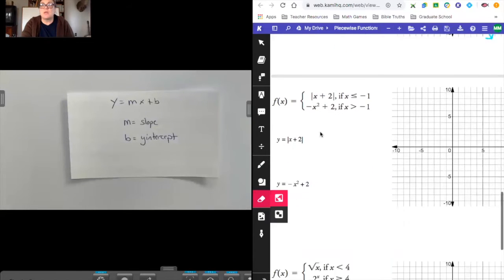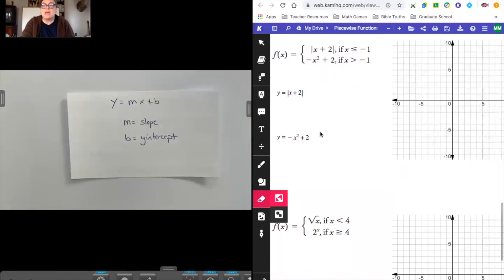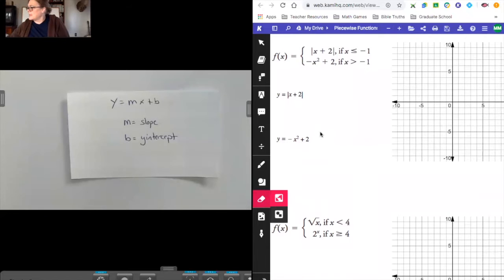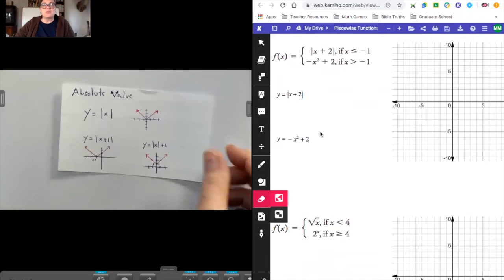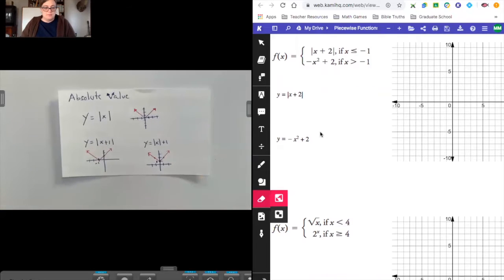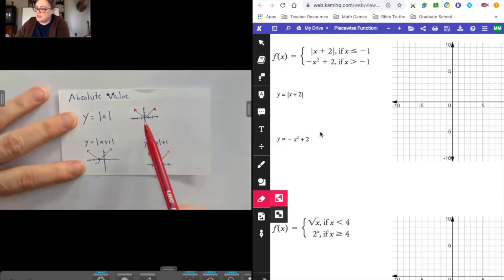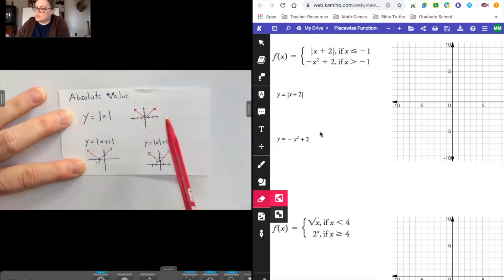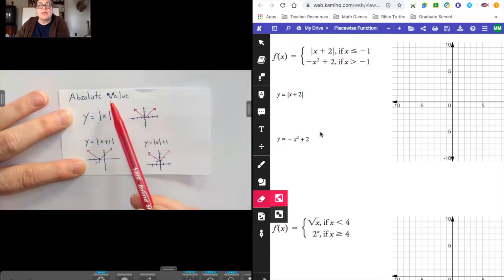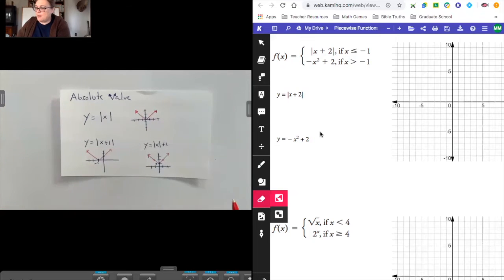The next function that we have is an absolute value function. And so remember that the absolute value function is a V-shape. We see that when x is 1, y is 1. The absolute value of 1 is 1. The absolute value of 2 is 2. The absolute value of -1 is +1. And the absolute value of -2 is +2. So the absolute value always has that V shape.